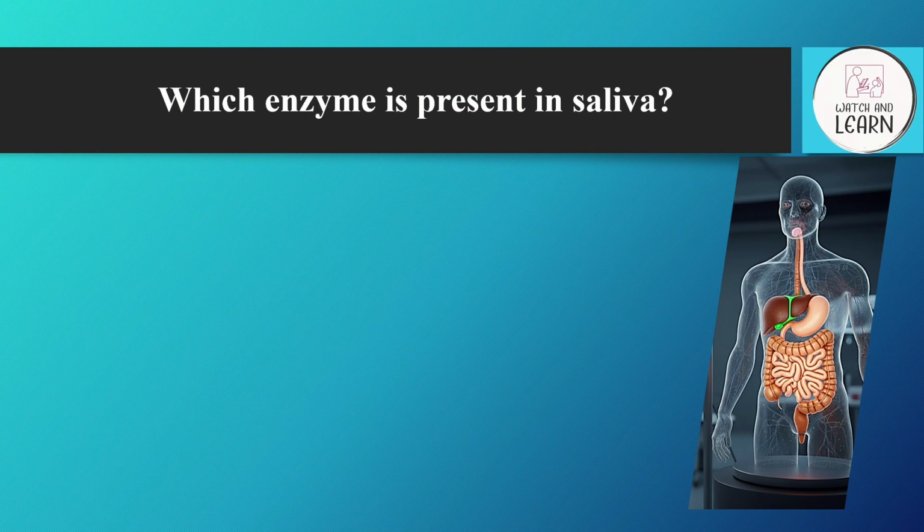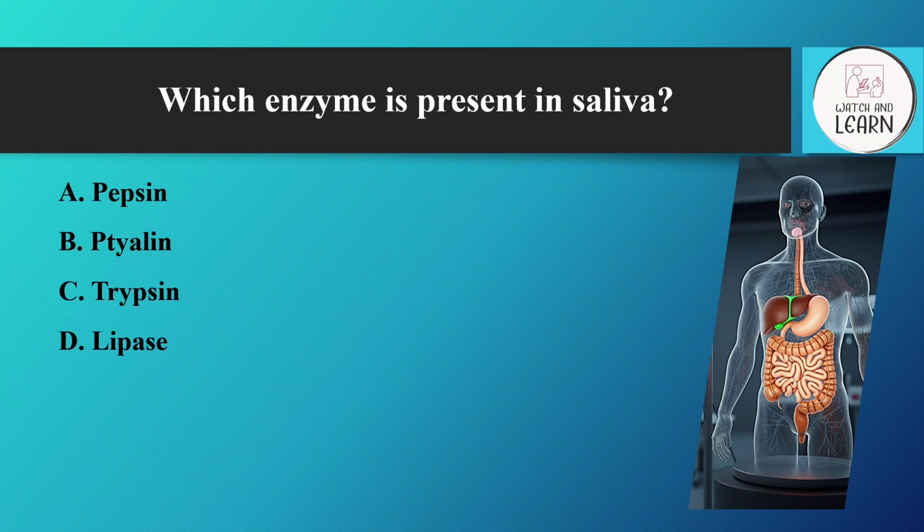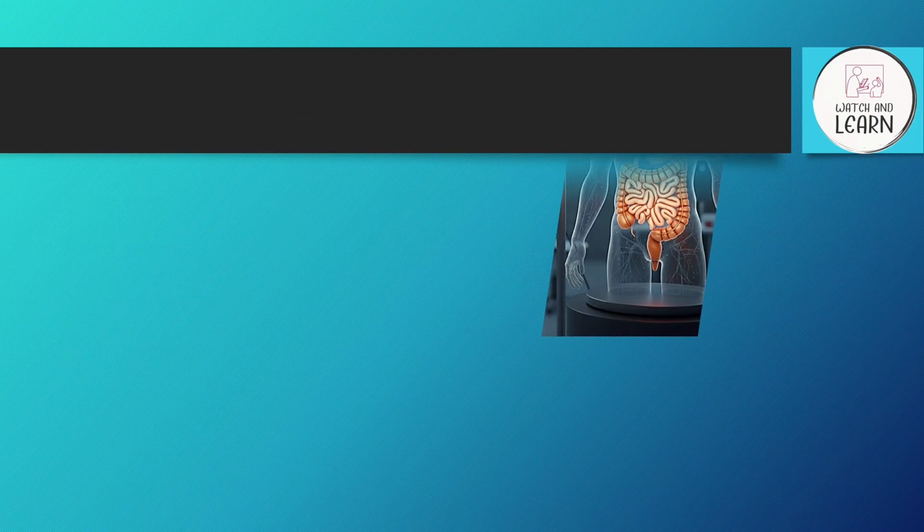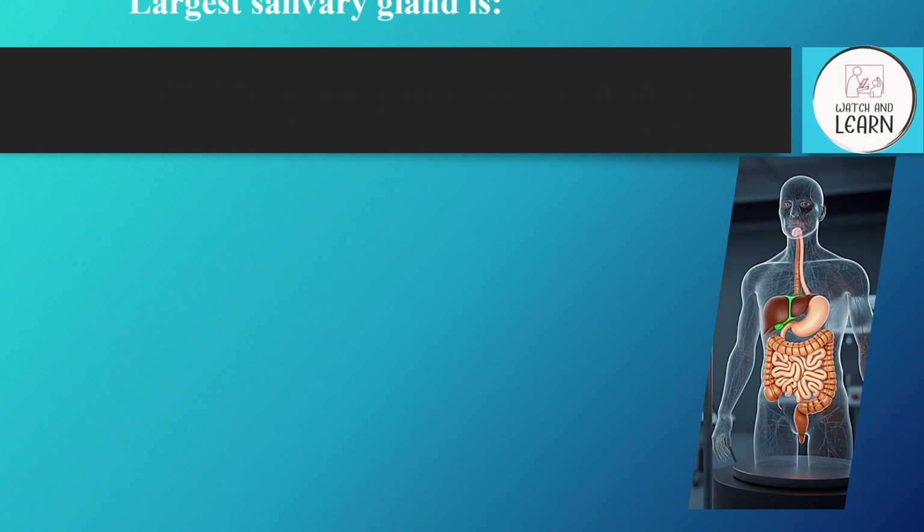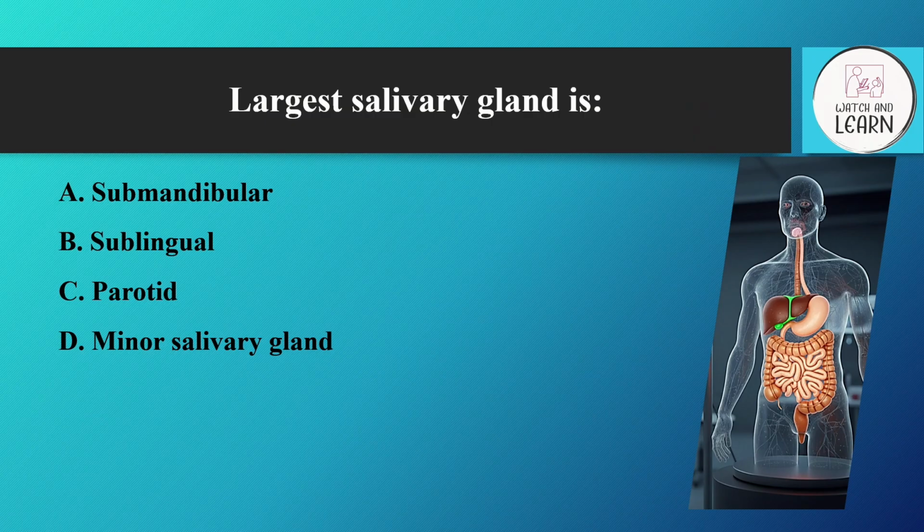Which enzyme is present in saliva? These are the options, and the right answer is answer B, ptyalin. Largest salivary gland is, these are the options, and the right answer is answer C, parotid.